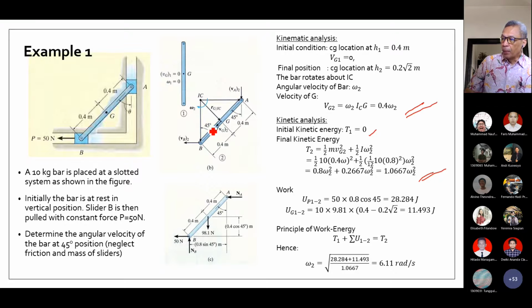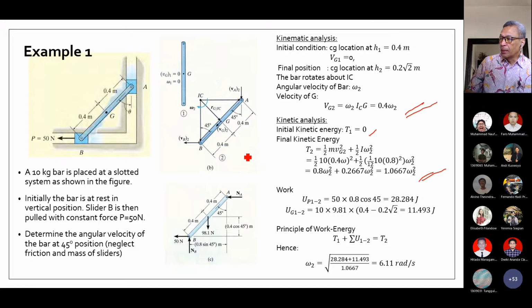Dan omega batang adalah VB dibagi dengan ini, kita dapat omeganya, tapi kita belum tahu VB-nya. Jadi kita asumsikan VB kita tahu, bagi ini dapat omega. Kecepatan A adalah omega kalikan jarak yang sama, dapatkan kecepatan A sama dengan kecepatan B. Kecepatan titik G sama saja, Anda kalikan omeganya dengan jarak dari sini ke sini, dapat kecepatan titik G. Jadi semua kecepatan titik A, titik B, dan titik G bisa kita nyatakan sebagai fungsi omega yang kita cari.